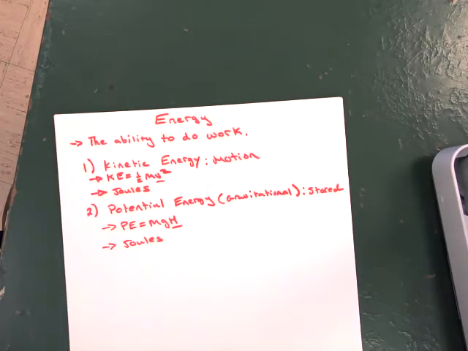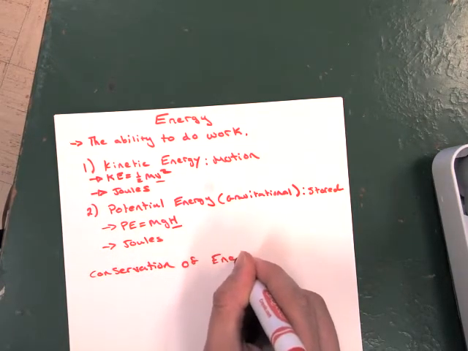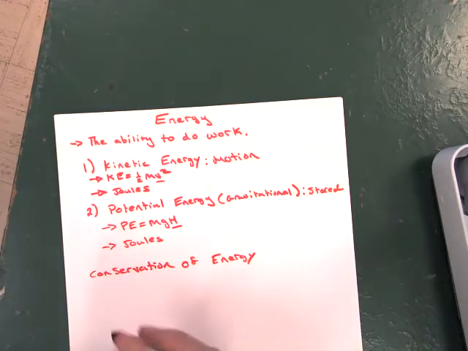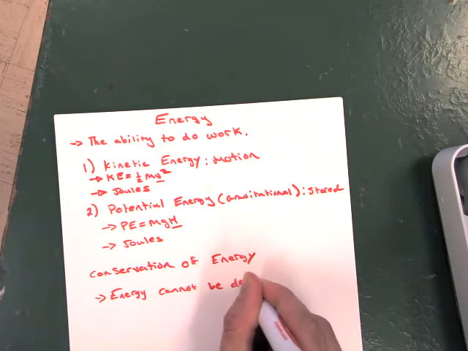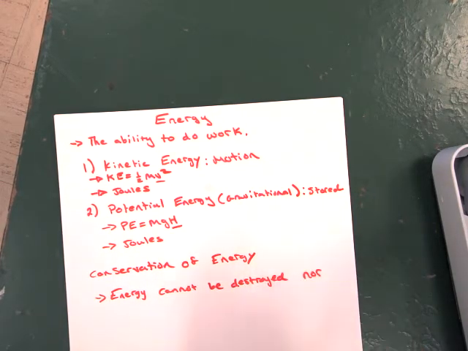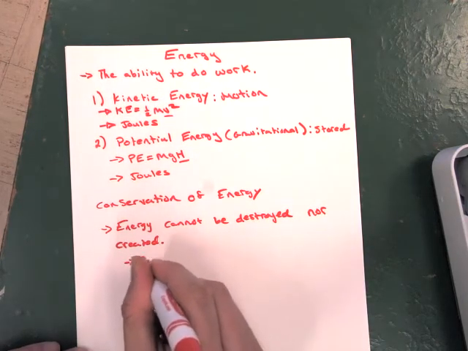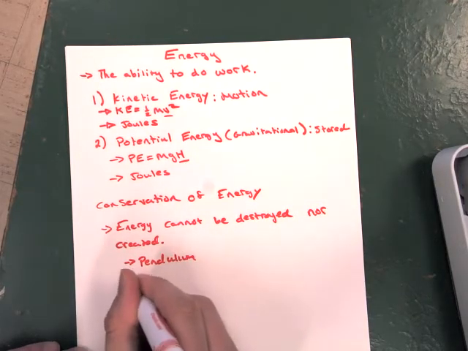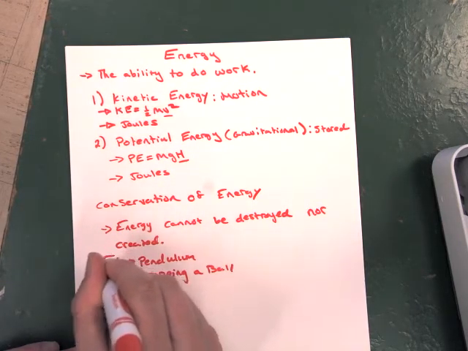Well, once we finished from there, we went on to talk about conservation of energy, which the whole big idea of conservation of energy was that energy cannot be destroyed nor created. Right? So it is not being destroyed nor created. Whatever energy you have before is the energy you're going to have after. And the examples that we used showing this were the pendulum and dropping a ball. These were our examples we did.